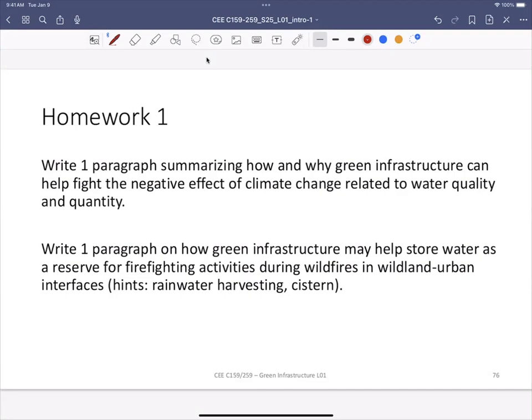And then write one more paragraph about how green infrastructures may help store water, as a reservoir or reserve for firefighting activities during wildfire in the wildland urban interface. The thing you should consider here is storage. That could be rainwater harvesting or rainwater capture systems. Think about how we can integrate those. Again, it's a thought exercise, just one paragraph, and I'm going to expand on that. So now you can pause the video and think about it a little bit more before I show you how it works.